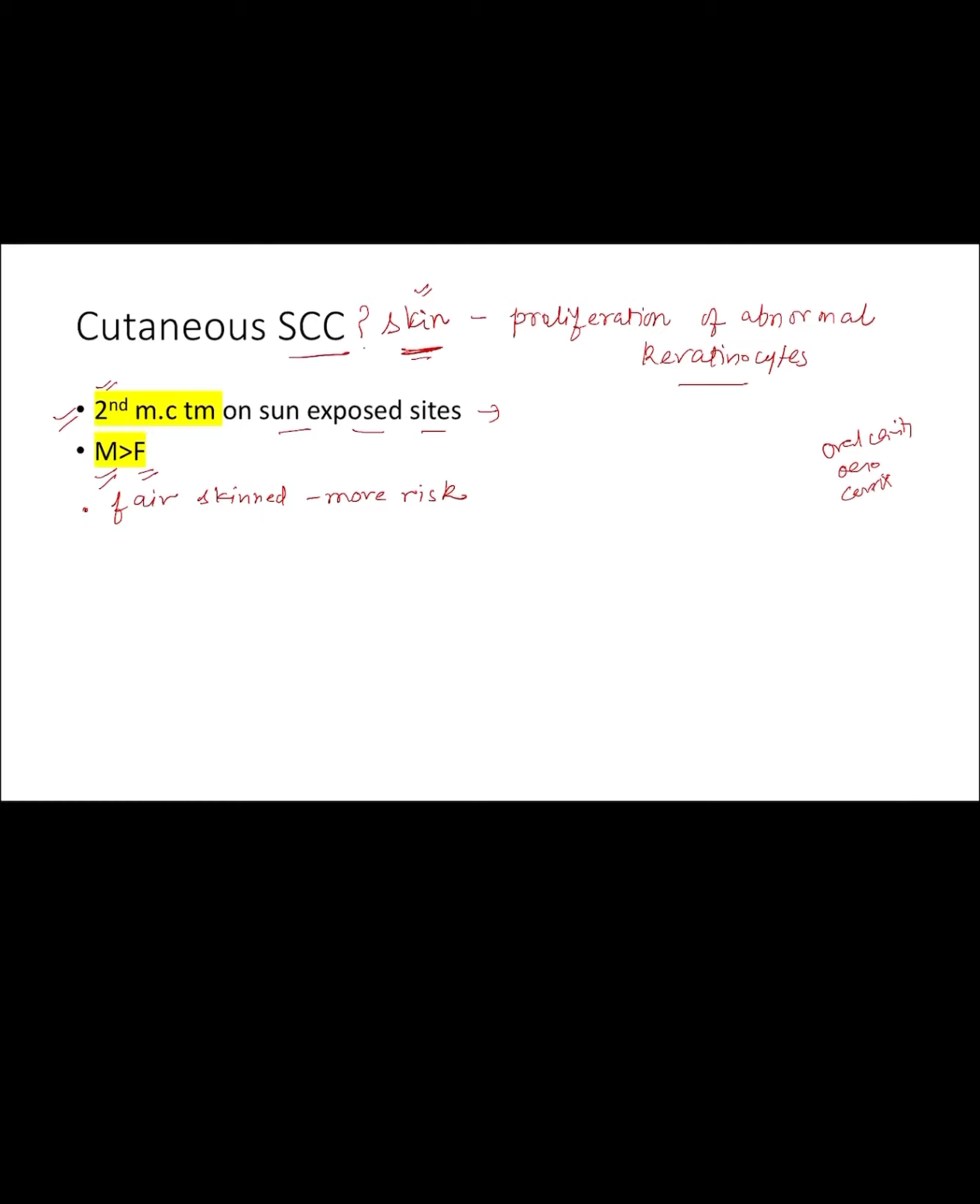So cutaneous squamous cell carcinoma of the skin, it is a malignant neoplasm in which there is proliferation of abnormal keratinocytes. These are the cells of the epidermis of the skin, and it is the second most common tumor on the sun exposed sites, the most common being the BCC, basal cell carcinoma. It is more commonly seen in males. So males, they are more prone for SCC than females, and the fair skinned people, they are also at a greater risk of developing cutaneous SCC.